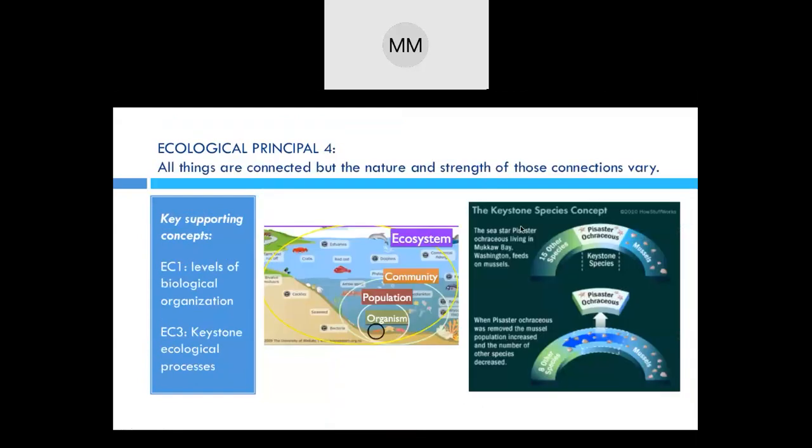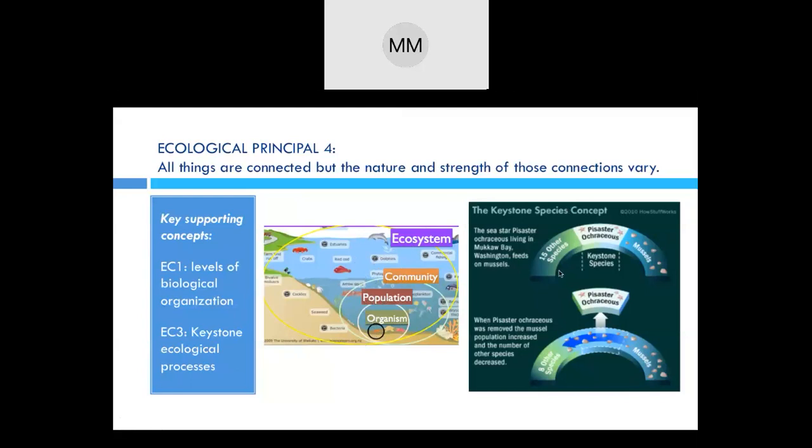So now we are looking into ecological principle 4. It's where all things are connected, but the nature and strength of those connections vary. So this looks into, again, predominantly the levels of biological organization, because we need to understand how the relationships at each level are similar or differ. And apart from having to understand the relationships, it's also looking at which of those are keystone species, like the one we talked about with the Pisaster starfish.